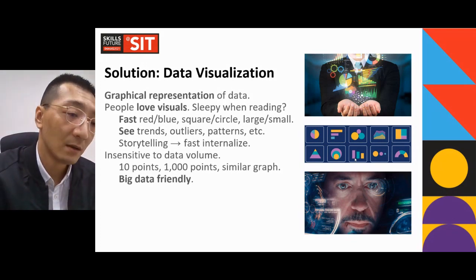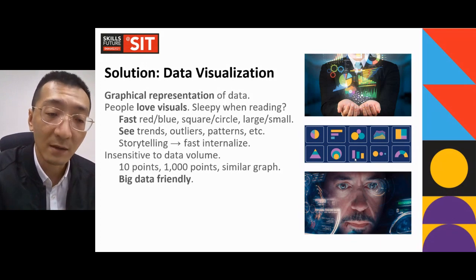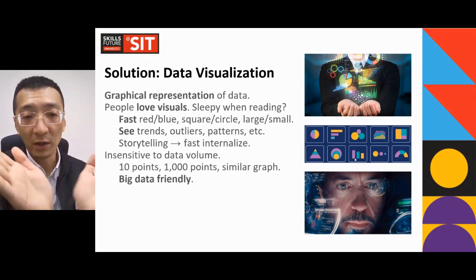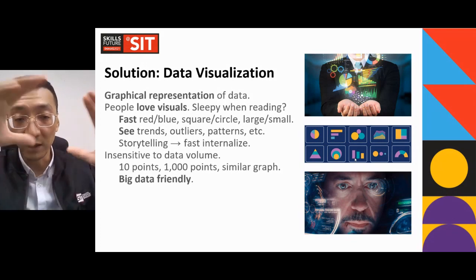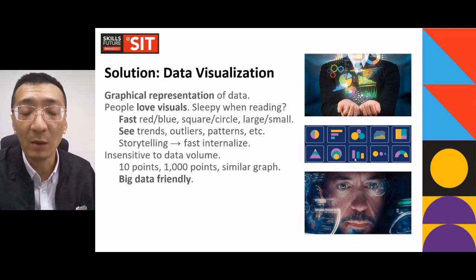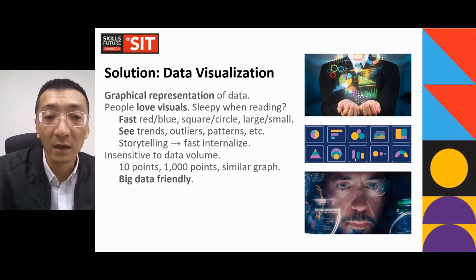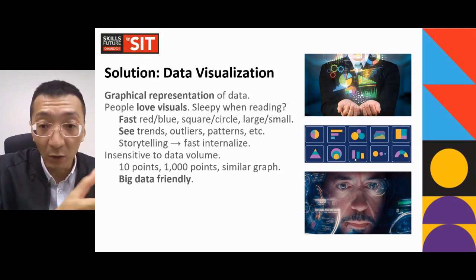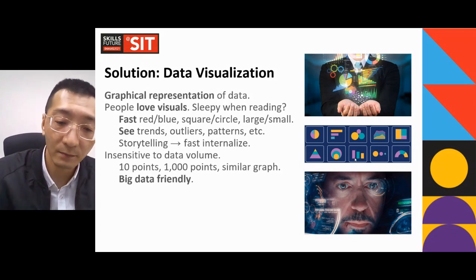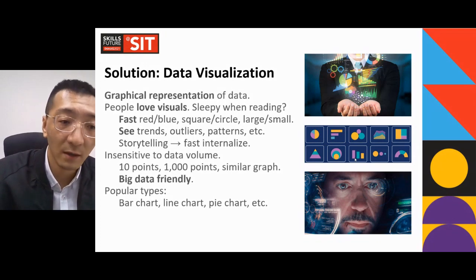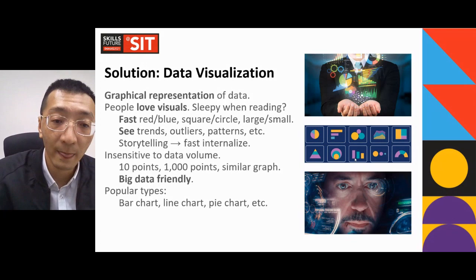If you have 10 points, 1,000 points, 1,000,000 points, will there be a huge difference? No, there will not, right? Because you care about the percentage in this pie chart. So you don't care if it's 1,000 points or 1,000,000 data points. So basically, it's an advantage of data visualization. It's insensitive to data volume, and it's big data friendly. And we know that in the future we will have big data. There are some popular graph and figure types, for example, bar chart, line chart, and pie chart, and so on.